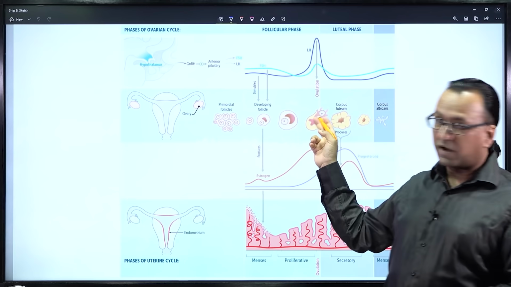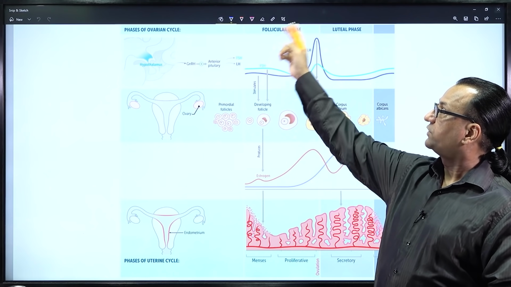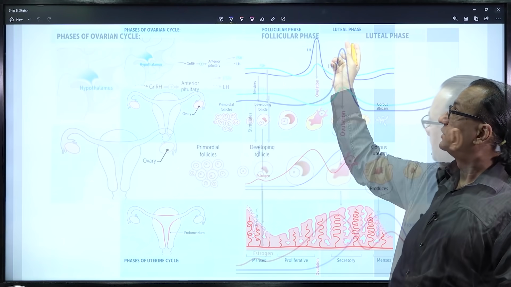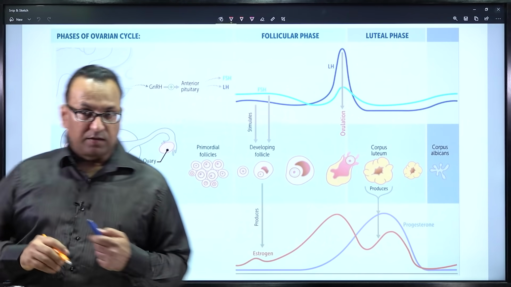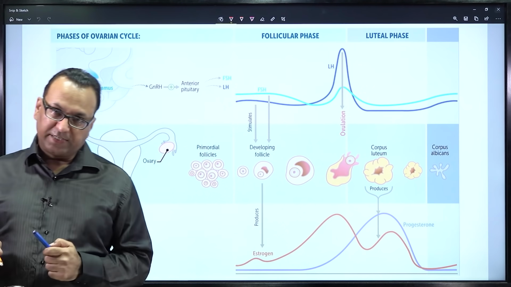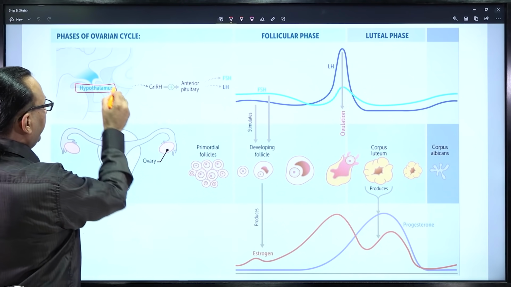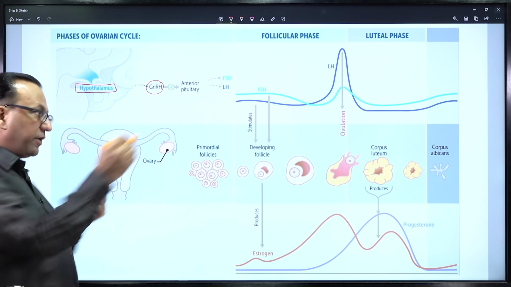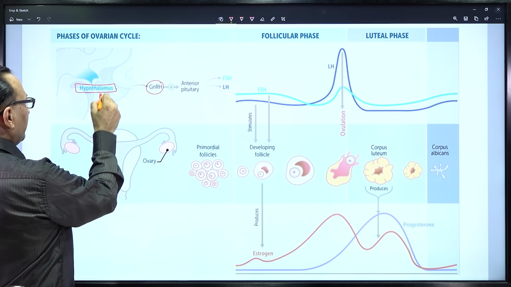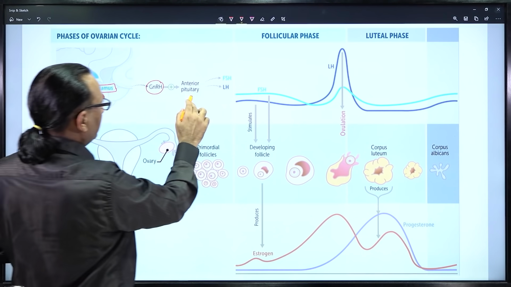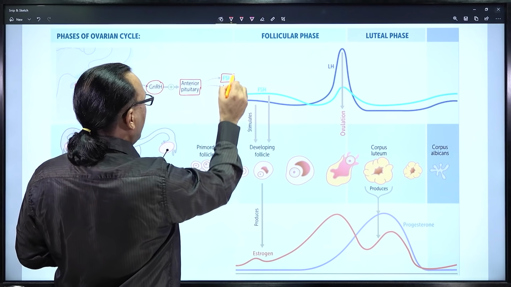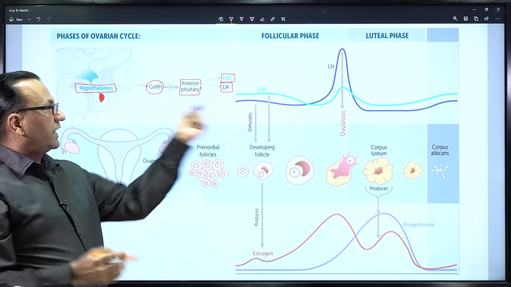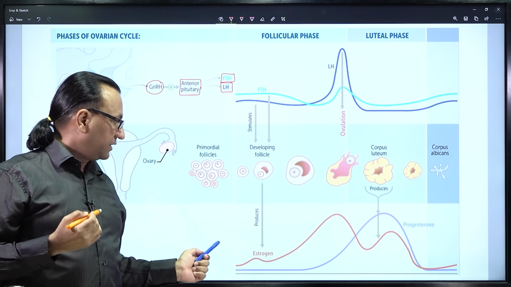The cycle is divided into 2 parts: pre-ovulatory, which is the follicular phase for the ovaries, and post-ovulatory, which is the luteal phase. And now let us look at the hypothalamus region. From the hypothalamus, we'll see there are gonadotropin releasing hormones being released, and they are working on the anterior pituitary. The anterior pituitary itself will be releasing the hormones which are the follicle stimulating hormone, the FSH, and luteinizing hormone. This all happens right from the beginning of the menstrual cycle, day number 1.